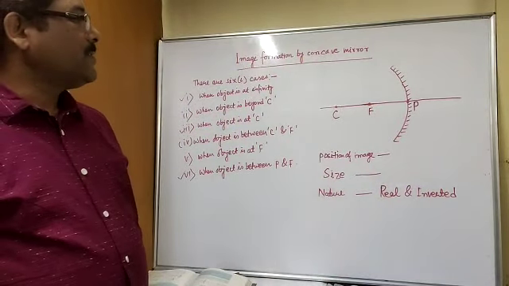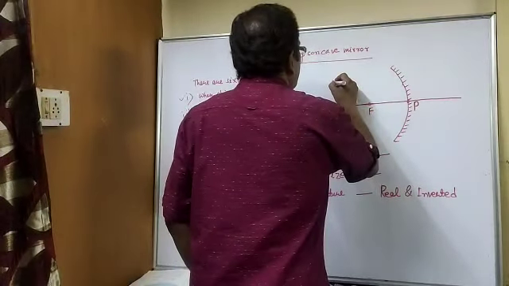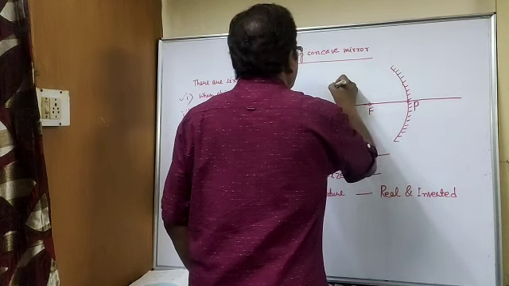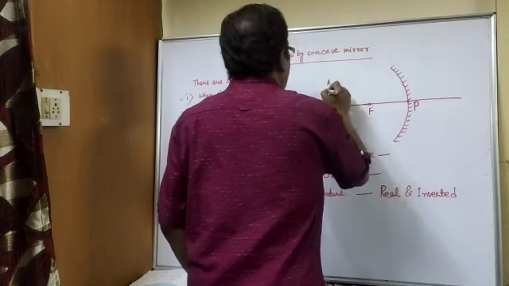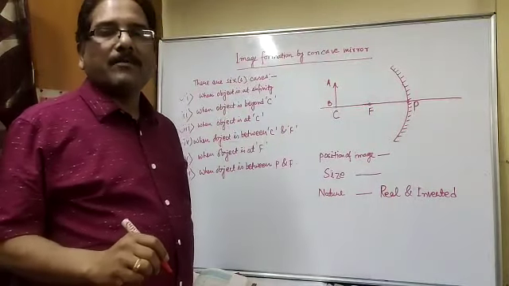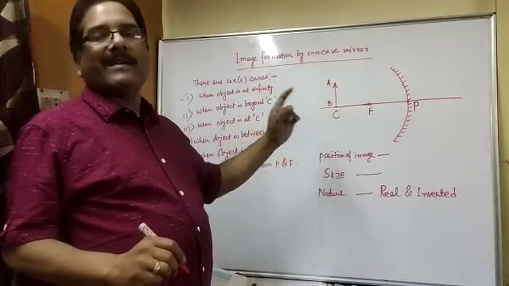Now this time we will draw the object at C. Suppose AB is the object. I have drawn an object. Suppose the name of this object is AB. So AB is the object and I have placed the object at the center of curvature.